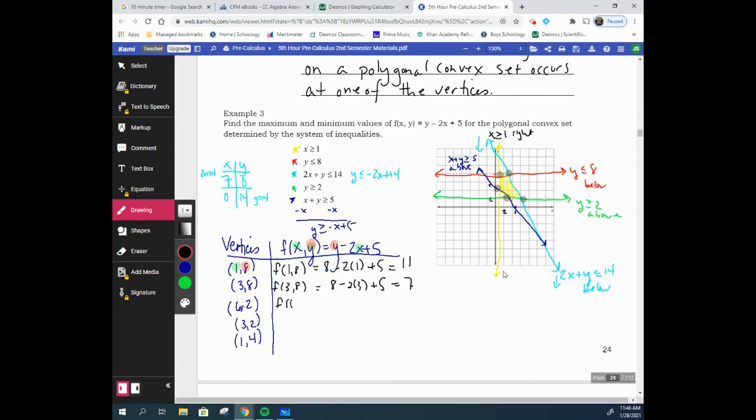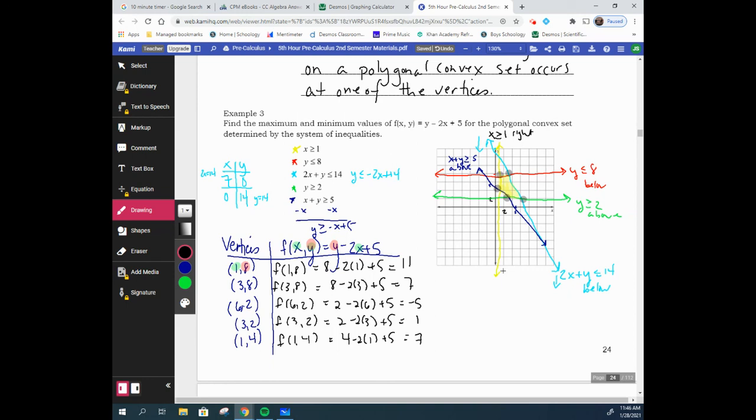Then I'm going to do f of 6, 2. So that means I'm going to put the 2 in for the y and the 6 in for the x. And that's negative 5. And then f of 3, 2, I'm going to put 2 in for the y and 3 in for the x, which is 1. And then for f of 1, 4, I'm going to put 4 in for the y and 1 in for the x, which is 7.